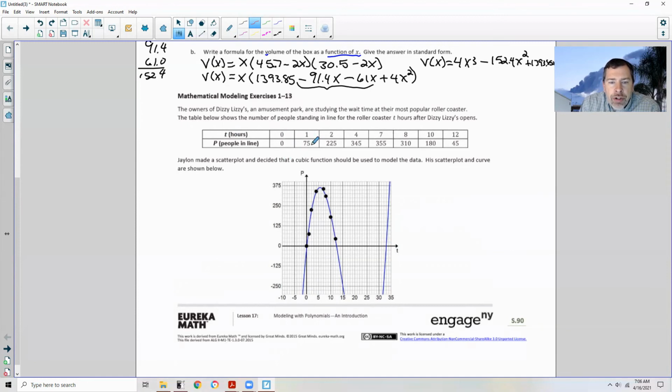At 1 hour, there are 75 people in line, and so on and so on. And after 12 hours, it tapers back down to 45. We're getting near the end of the day. People got tired. Kids get tired, and they go home.